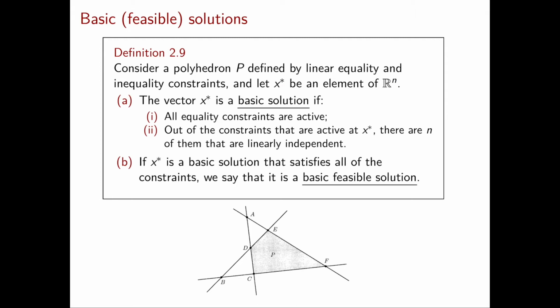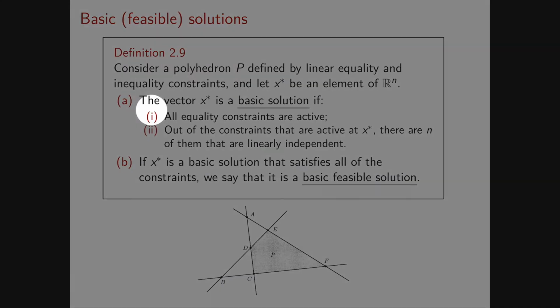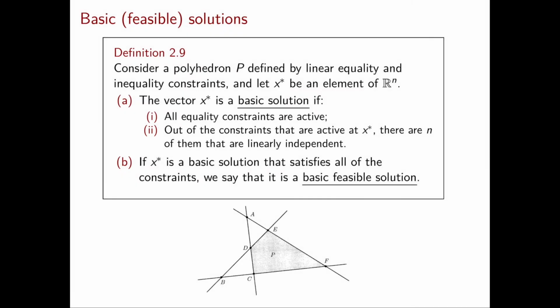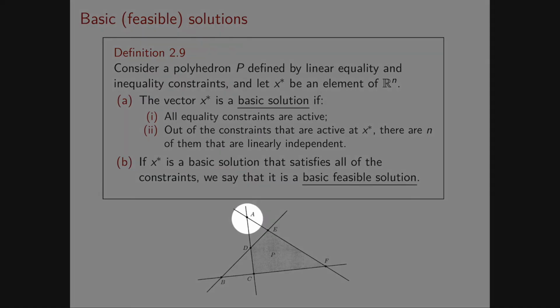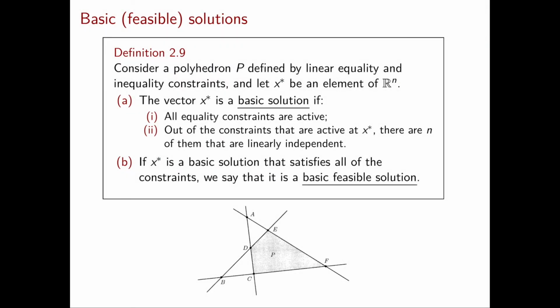If there was even just one equality constraint, then our feasible region P would be contained in a line, and this is not the case. Therefore, there is no equality constraints defining P. Therefore, condition 1 is automatically satisfied, and we only need to check condition 2 in order to understand which are the basic solutions. It turns out that all these vectors A, B, C, D, E, and F are basic solutions.